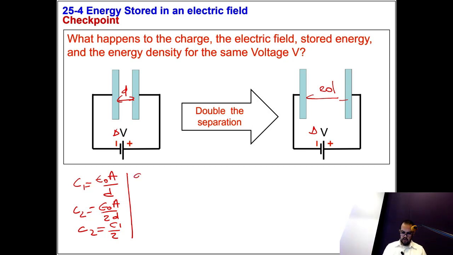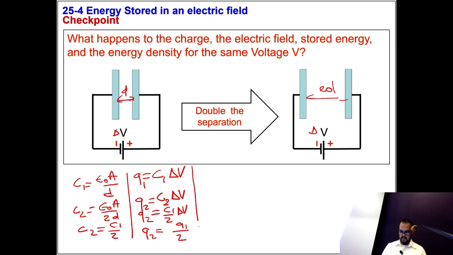So Q1 is C1 delta V. Q2 is C2 times delta V. The potential is the same, it's maintained by the battery. Replacing C2, this is C1 over 2 times delta V. So you can see Q2 is Q1 over 2. In the previous example, remember, the charge did not change. In this example, because it's connected to a battery, the charge changes.